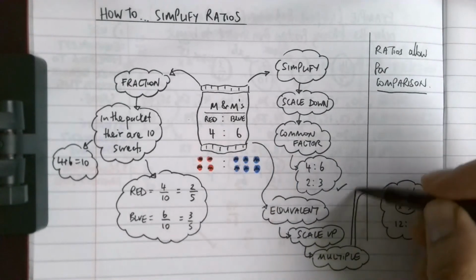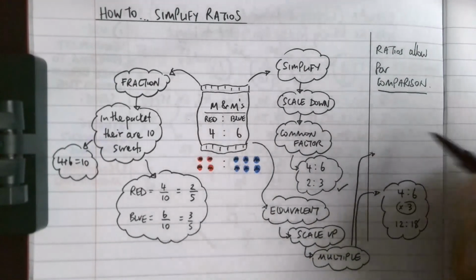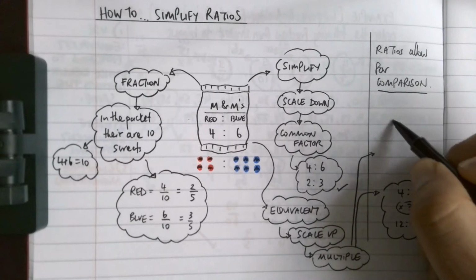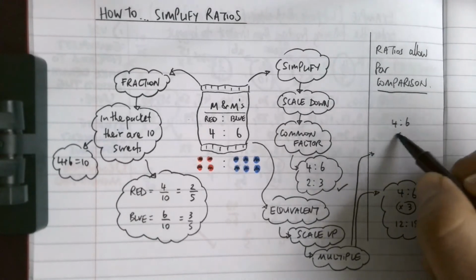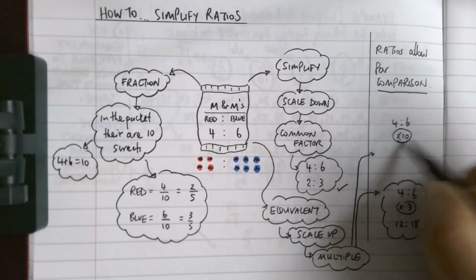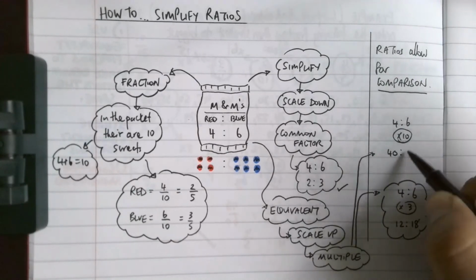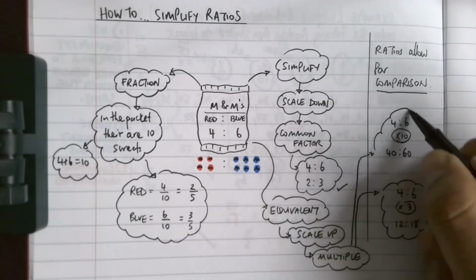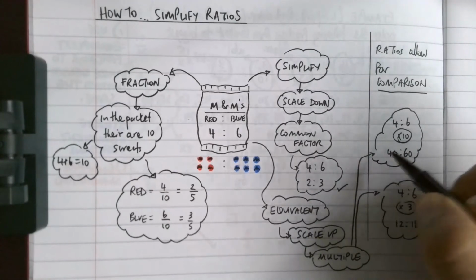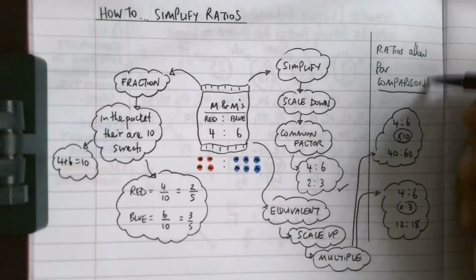Another example, there's as many examples as we can write for this. So 4 to 6, we can multiply both parts by 10, and we end up with 40 to 60. 40 to 60 is equivalent to 4 to 6. So if we simplify 40 to 60, we get 4 to 6. So those are equivalent ratios. Again, they allow for comparison.